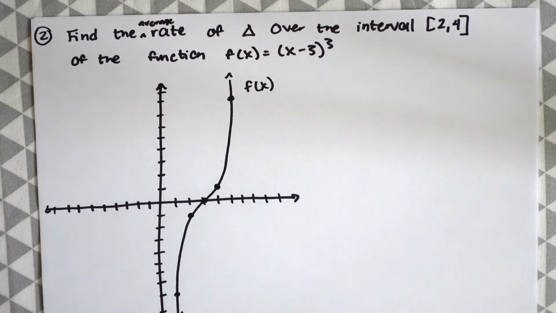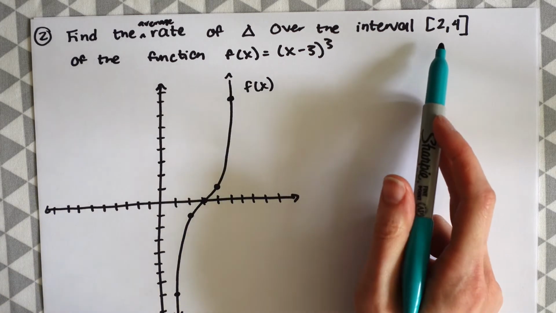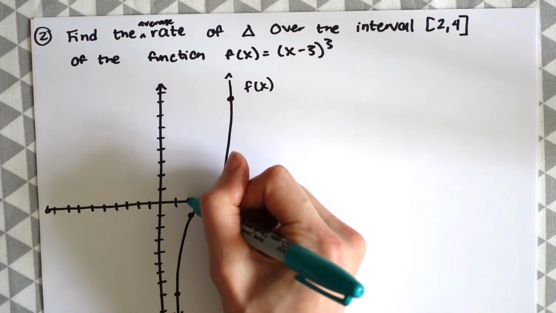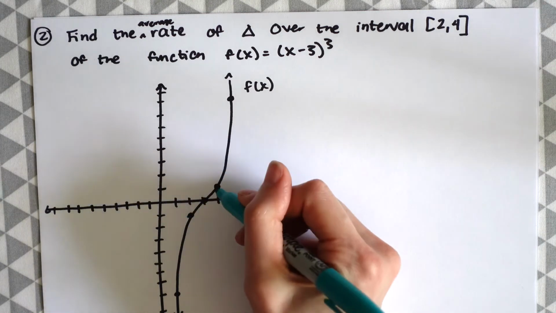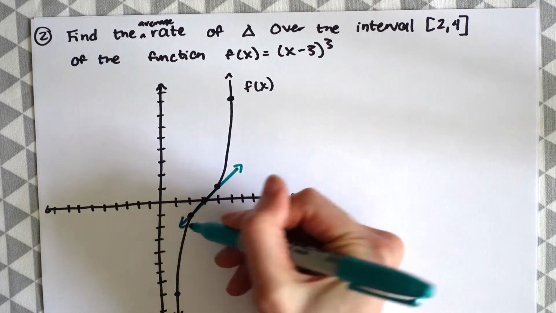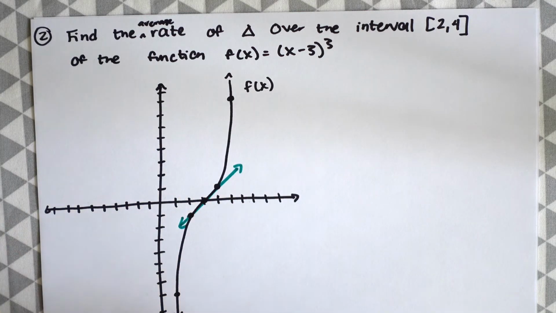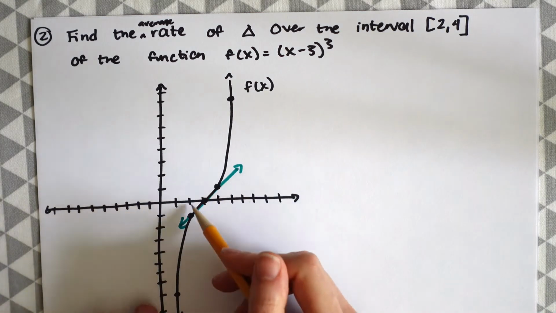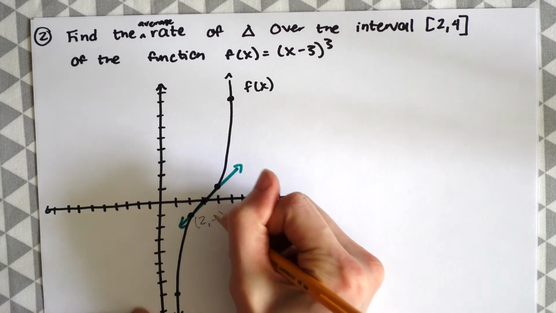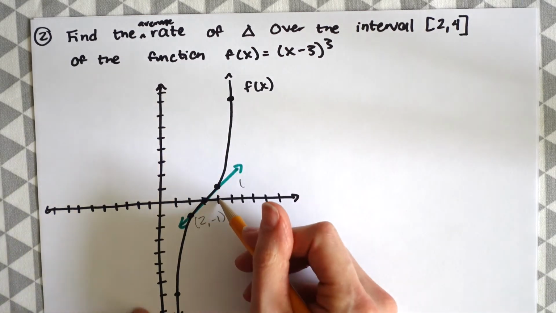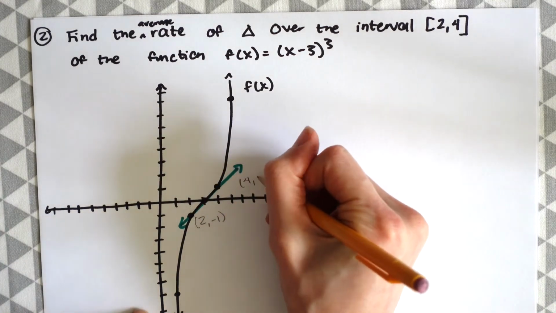Question number 2, find the average rate of change over the interval [2, 4] of the function f of x equals (x minus 3) cubed. So let's see, we're finding the rate of change from 2, where x is 2 over here, all the way to 4 over here. So we're finding this slope here. So here the coordinate points are easier for us to identify, right? Because this is a little bit easier for us to read. So our coordinate point at 2 is 2, -1.